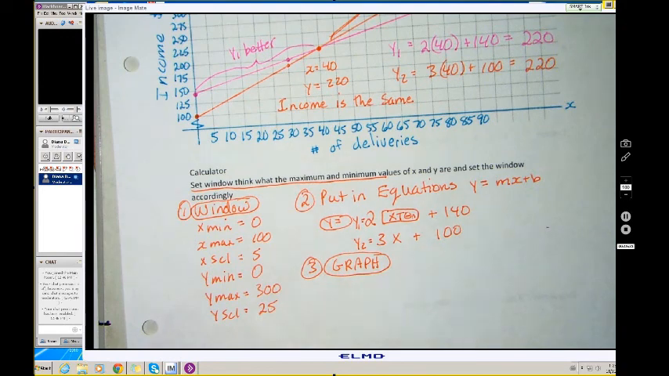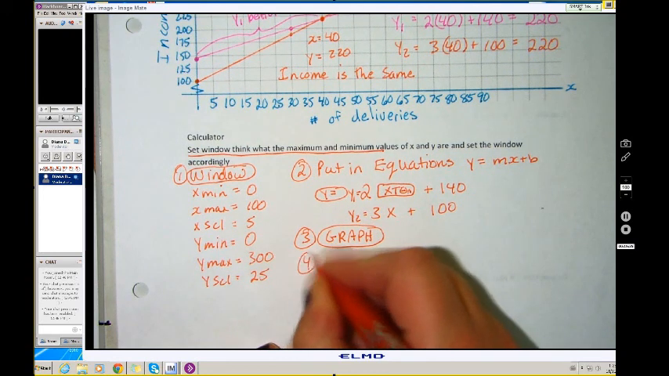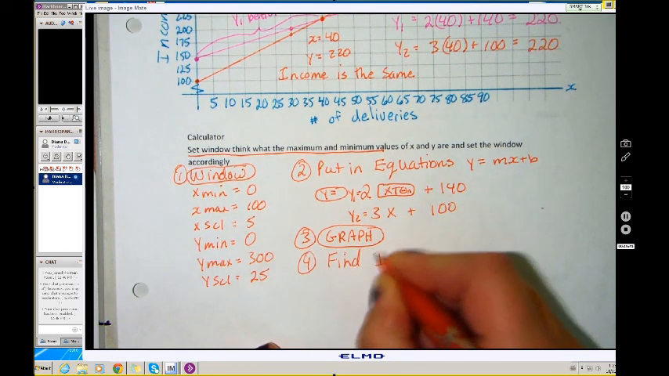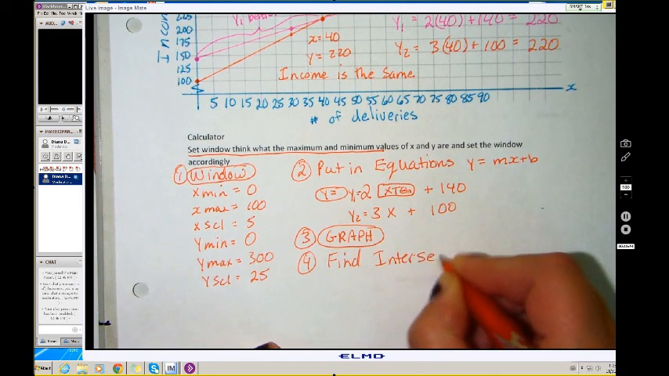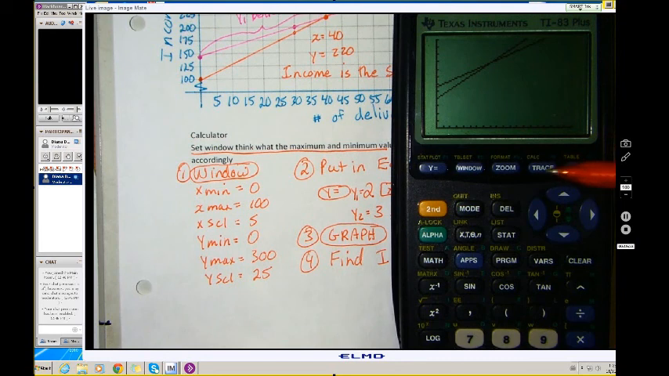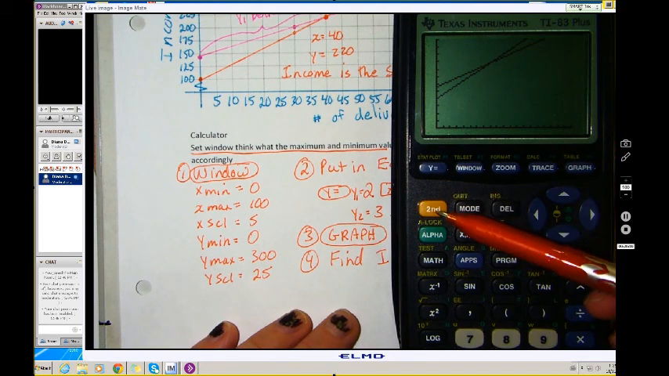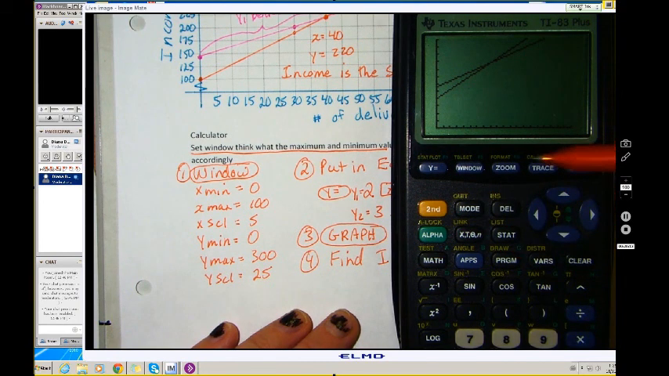And now you need both lines on there. We're going to find the intersection. If you notice, just above the trace button, there's calc. And that calc has a whole bunch of things you can calculate on the graph, like intersection, intercepts, that sort of thing. But it's in yellow, so you have to hit second function trace, that gives you the calc function.